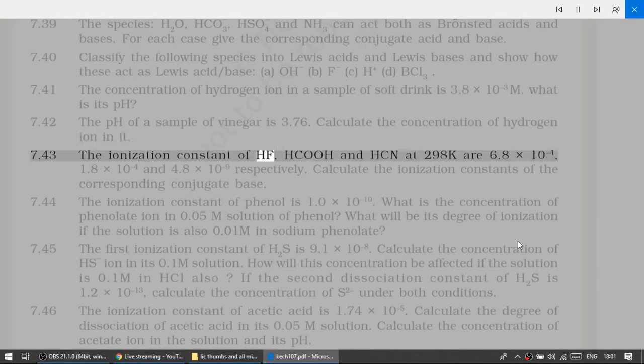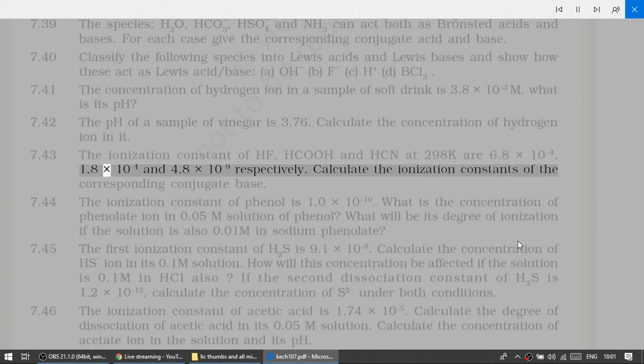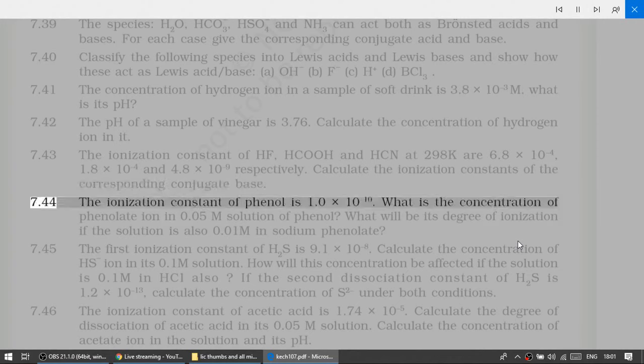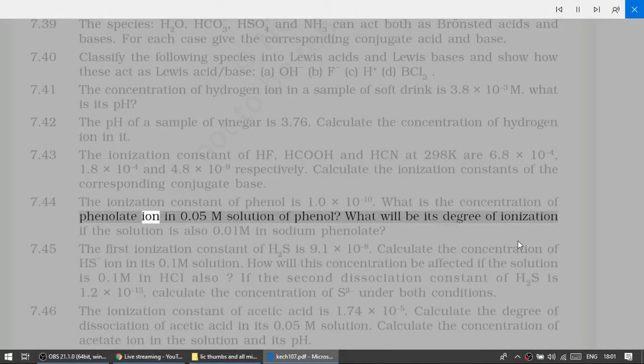7.43. The ionization constants of HF, HCOOH and HCN at 298 K are 6.8 × 10^-4, 1.8 × 10^-4 and 4.8 × 10^-9 respectively. Calculate the ionization constants of the corresponding conjugate base. 7.44. The ionization constant of phenol is 1.0 × 10^-10. What is the concentration of phenolate ion in 0.05 M solution of phenol? What will be its degree of ionization if the solution is also 0.01 M in sodium phenolate?